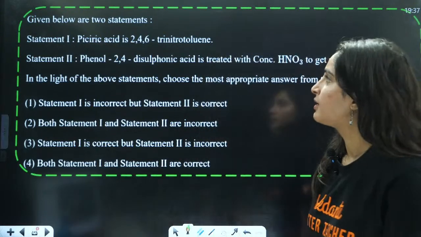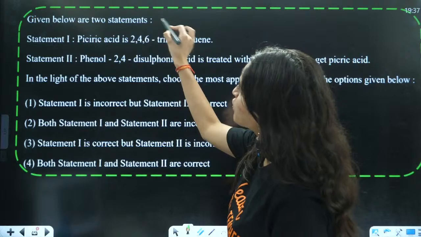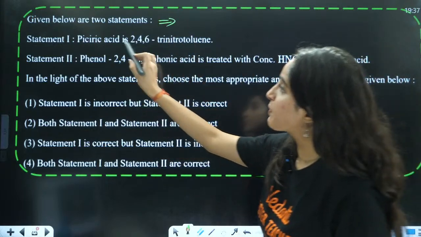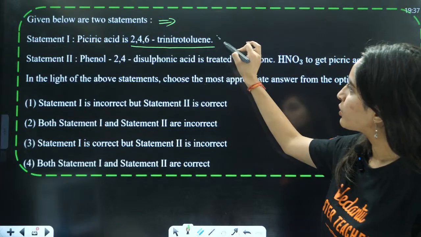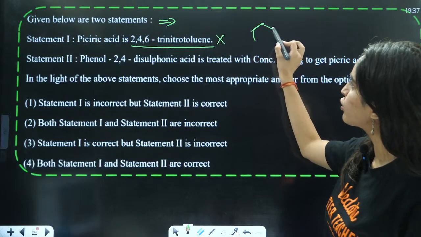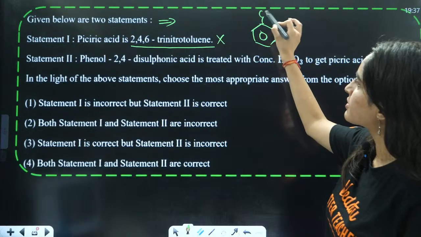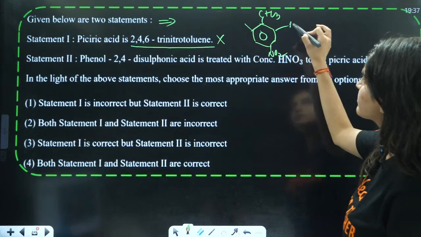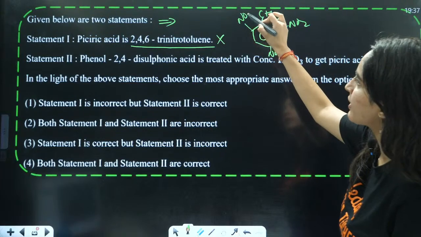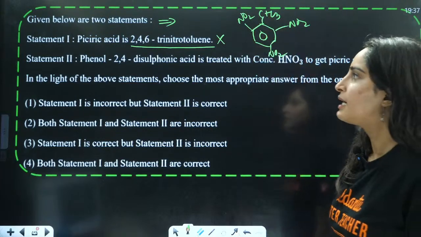Now, given our two statements, the first statement is picric acid is 2,4,6-trinitrotoluene. No, that is not true, because what is trinitrotoluene? Toluene is this thing. 2,4,6-trinitro means this thing. So that is definitely not picric acid. It should be OH over there.